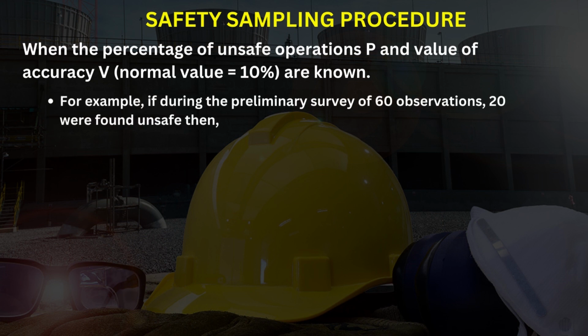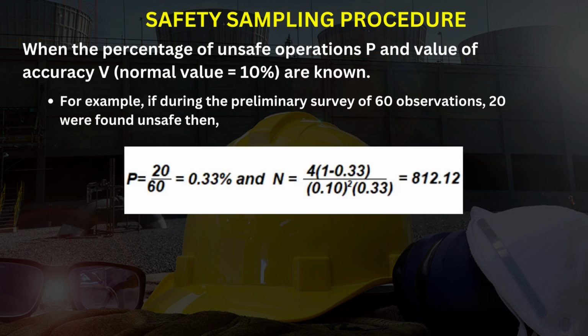For example, if during the preliminary survey of 60 observations, 20 were found unsafe, then p equals 20 by 60 equals 0.33 and n equals 4 times (1 minus 0.33) divided by 0.10 square into 0.33. It comes out to be 812.12, or we can round up to 812.